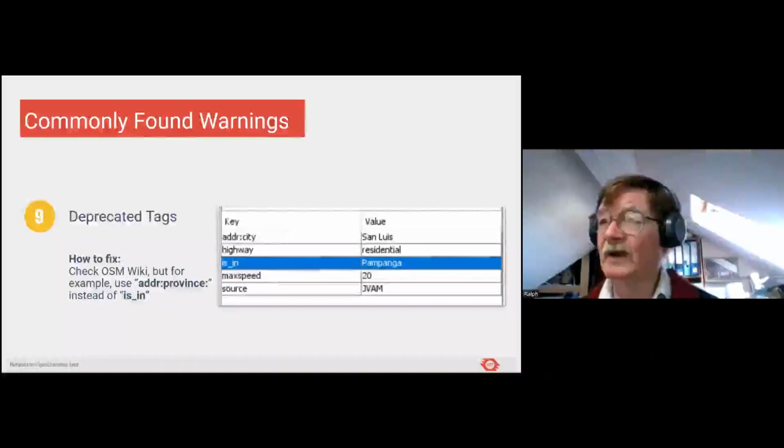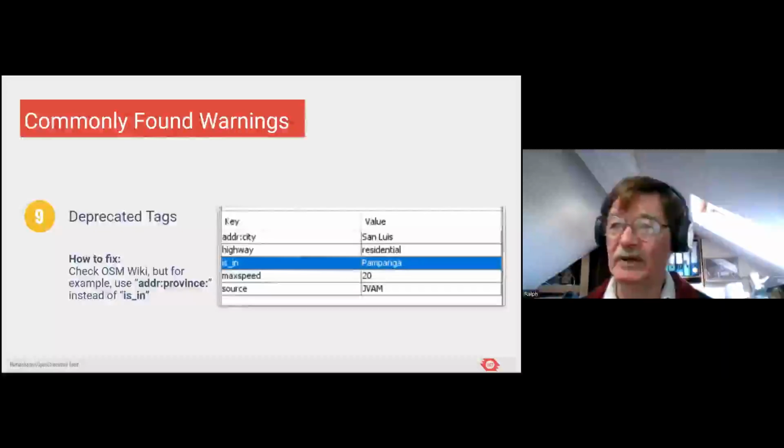The one that is here is "is_in". Now, once again, check with the wiki page, because is_in is only deprecated in the Netherlands. The Netherlands is the only one that has officially deprecated that. So it can be used elsewhere, but the JOSM validator will come up and say, whoa, you need to check that. It has been deprecated. So please have a look at that and check those as well.